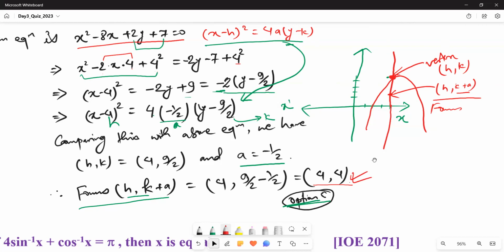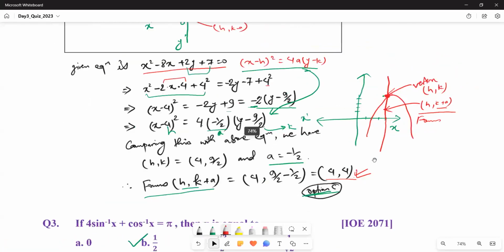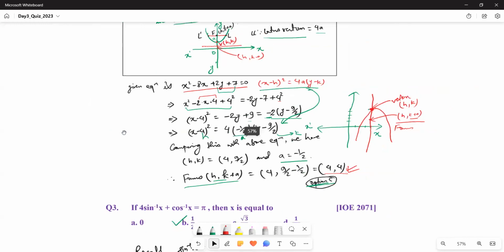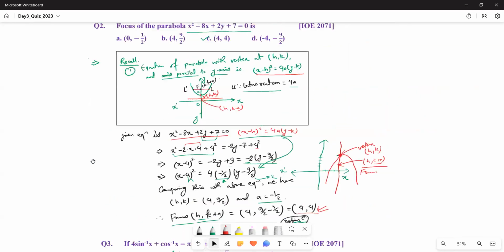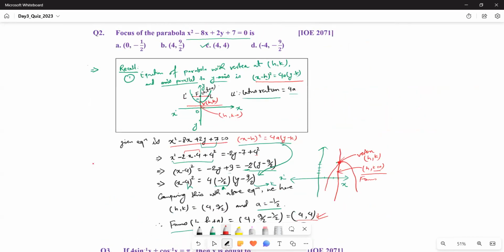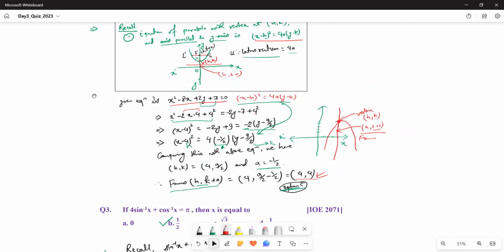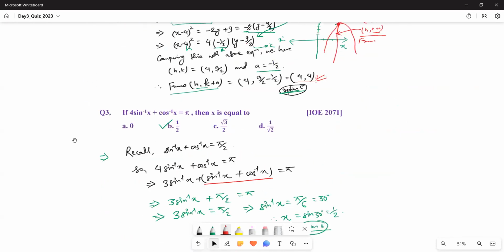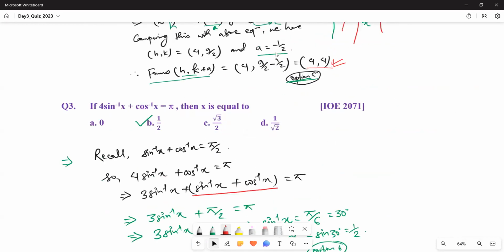I hope it should be clear to everyone. This 4 comma 4 is in option what? C. So option C is our right answer, right? So now we are done with question 2 also. Let's move ahead to question number 3. In case you have any doubt, just comment in the comment box. We'll try to answer your queries.